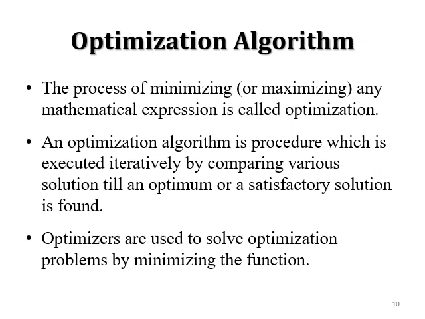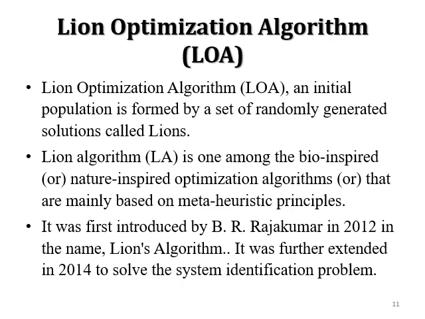And the optimization algorithm: the main process in our paper work is optimization. An optimization algorithm is the process of minimizing or maximizing a mathematical expression. It is a procedure which is executed, comparing various solutions till an optimum or satisfactory solution is found. Optimizers are used to solve the optimization problem by minimizing them. The optimization that we have used in this work is lion optimization algorithm and shuffled shepherd optimization algorithm.